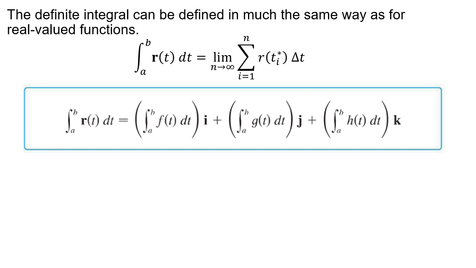Okay, let's talk about integrals. The definite integral can be defined in the same way for a real valued function as it is for a vector function. You might remember our Riemann sums from Cal 2. This limit part right here is your Riemann sum that we did a long time ago, and said, well, actually all that area that you're finding could be represented as an integral from a to b, and we can do that with vectors as well.